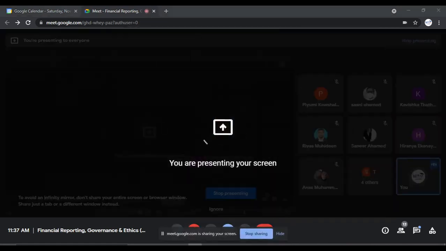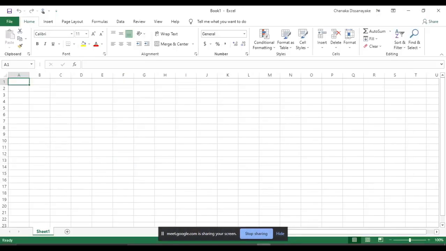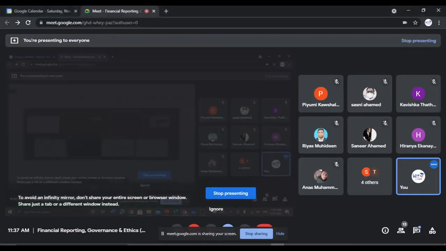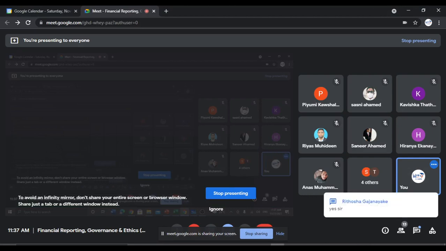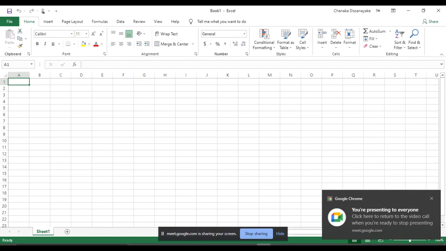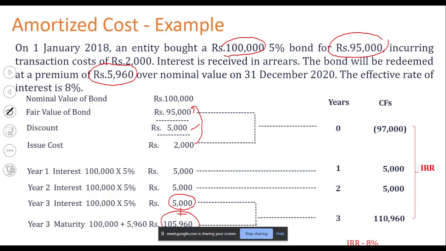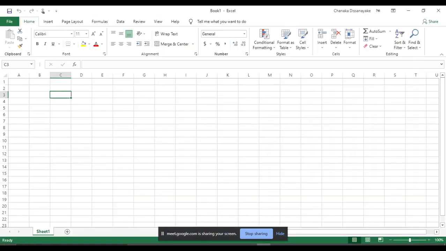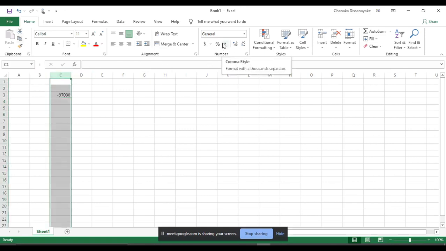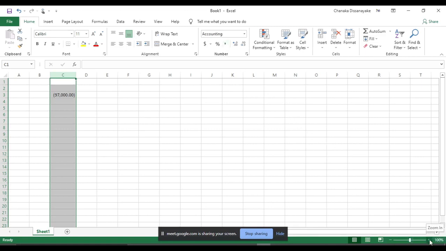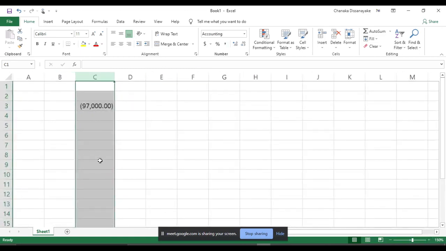I think you can see the Excel sheet which I share. Now I'm taking all the figures from this slide, because you are familiar with this slide. Year 0, my cash flow is 97,000. I have a cash outflow of 97,000.